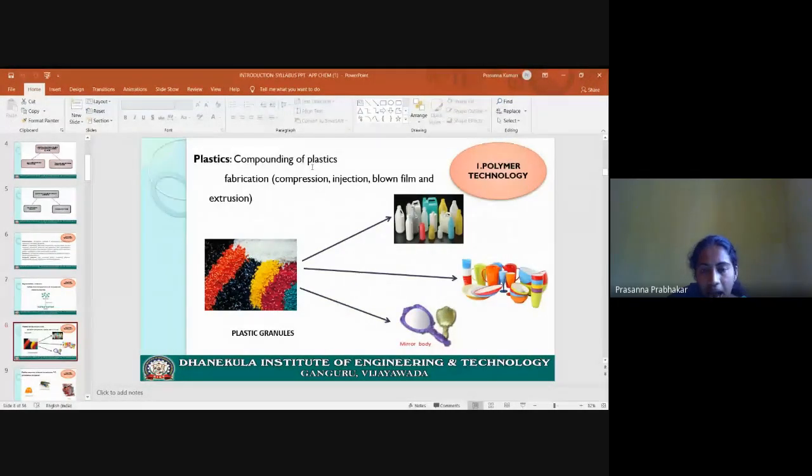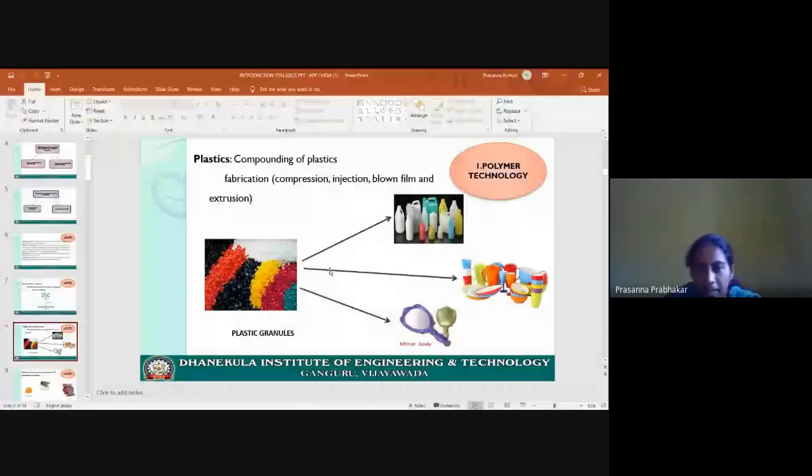And again, we go to the fabrication method. Fabrication is shaping plain plastic by fabrication methods. Fabrication is completed by 4 methods. First one, compression. Second one, injection. Third one, blown film. And fourth one is extrusion.